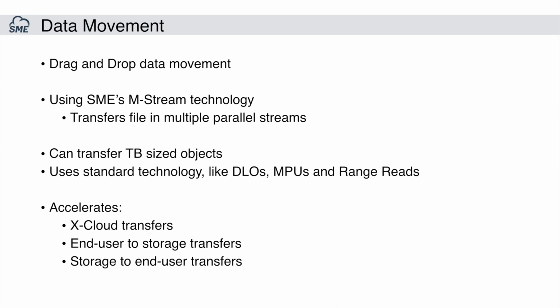Data movement is also really important for big data use cases, and through the file fabric it's as simple as a drag and drop data movement. Storage Made Easy has spent a long time developing its MStream technology, and its MStream technology at its core is the transfer of a file or an object in multiple parallel streams between its source and its destination. It can do that between different cloud systems, so it can take that from perhaps a file-based system onto an object storage, or an object storage back to a file-based system, and those can be in different data centers, in different countries, in different times.